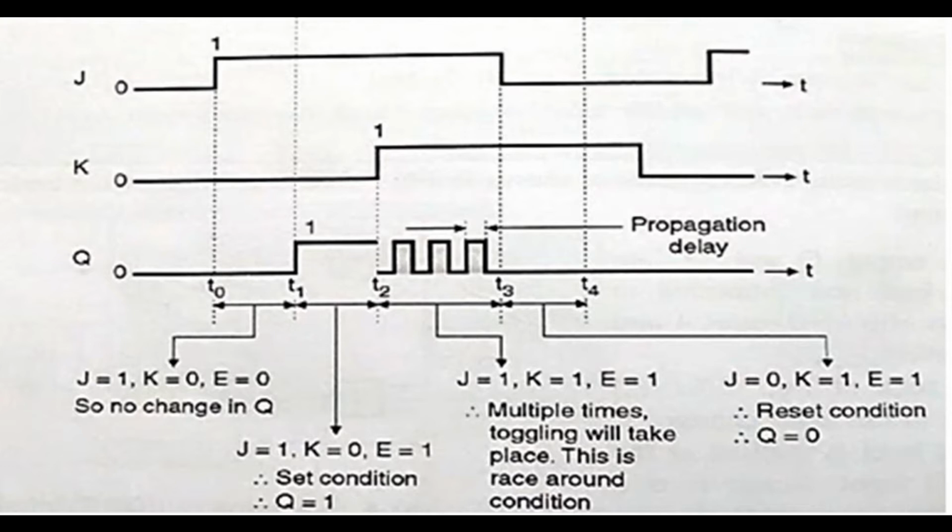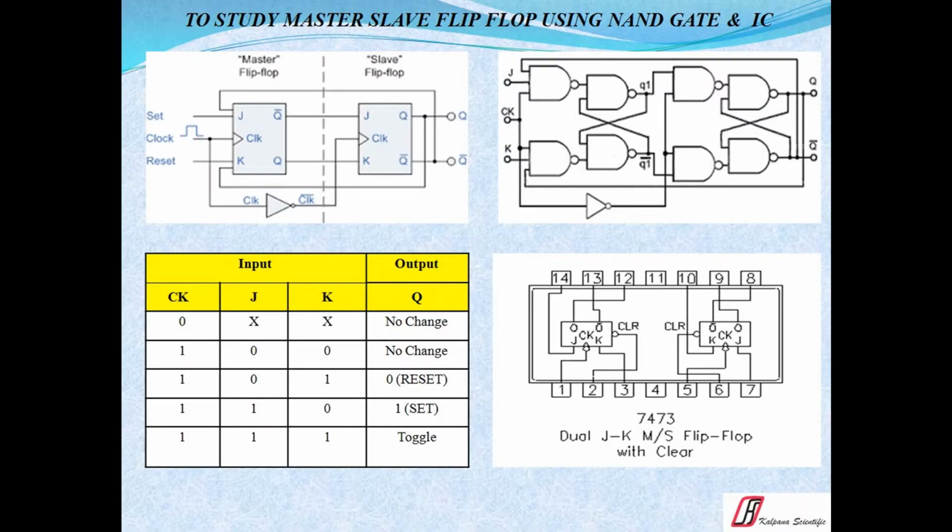To get rid of this problem, we can use what is called a master slave flip-flop. A master slave flip-flop can be constructed by using two JK flip-flops. The first flip-flop, called the master, is driven by the positive edge of the clock pulse, and the second flip-flop, called the slave, is driven by the negative edge of the clock pulse. In this way, the master slave flip-flop overcomes the race around condition.